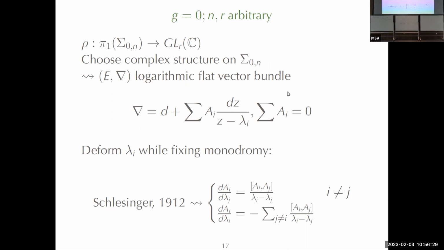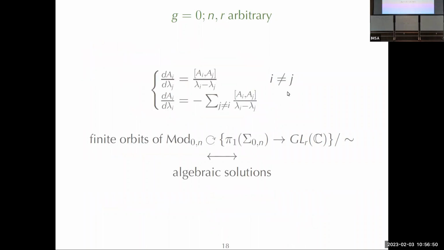The case when r is 2 and n is 4 reduces to the Painlevé 6 equation we saw earlier. And what does it mean if your representation has a finite orbit under the mapping class group? It means exactly that the solution to this differential equation is finitely branching. So in other words, it's an algebraic solution to this differential equation. And what that tells us is that the algebraic solutions to this differential equation are, up to some mild equivalence relation, the finite orbits of the mapping class group of M_0,n on the space of r-dimensional representations of pi_1 of P1 minus n points.